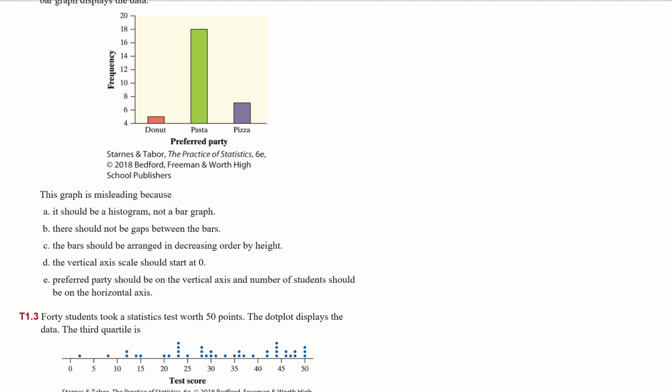And so what that does is, if donut is 5 and pasta is 18, then 18 is a little bit more than 3 times greater than 5. 3 times 5 is 15, so 3 and then some extra. But if you look at the donut bar, it looks like it's 1, 2, 3, 4, 5, 6, 7, 8, 9, 10, at least 10 or 11 times smaller. Or the pasta looks 10 or 11 times bigger than the donut. So it kind of fools your eye into thinking that the pasta is way greater when it's not. So here the answer is D.